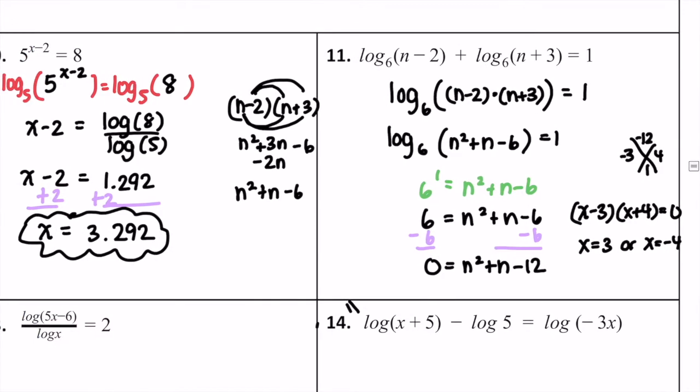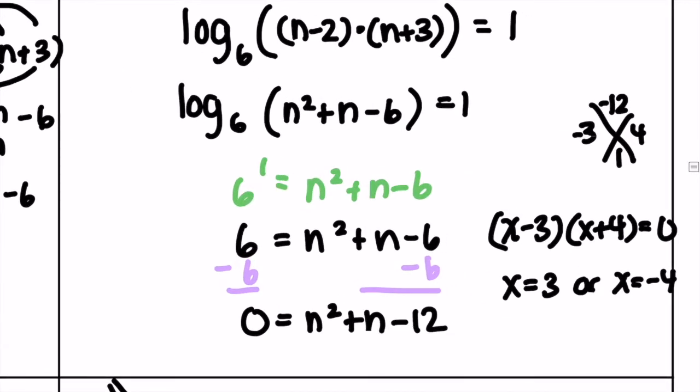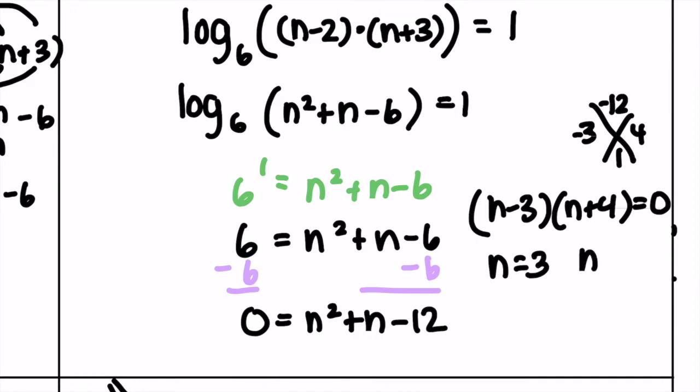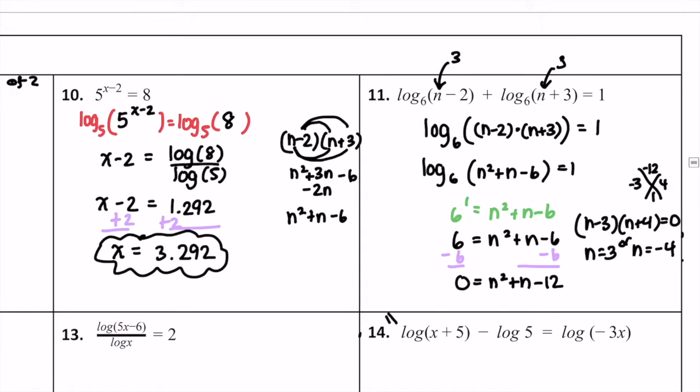If I plug into the original equation 3 for the n, why did I change it to, this is n minus, oopsies, this is n minus 3, n plus 4 is equal to 0, so n is equal to 3, or n is equal to negative 4. And 3 works, these are both positive. If I have 3, they're positive inside of the logarithm, so that works.